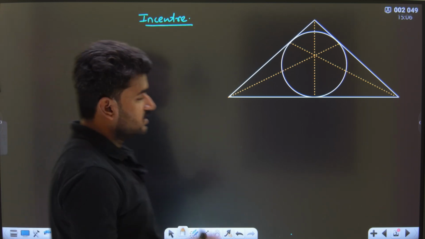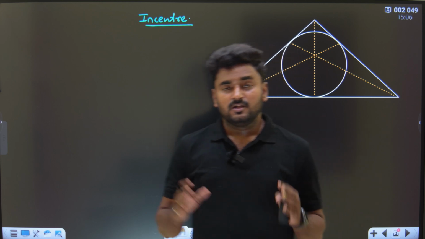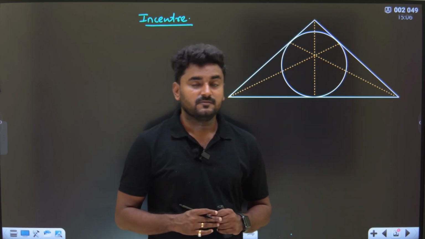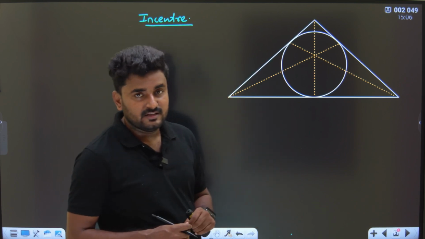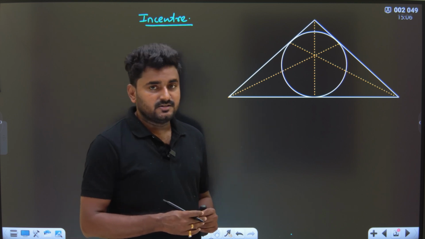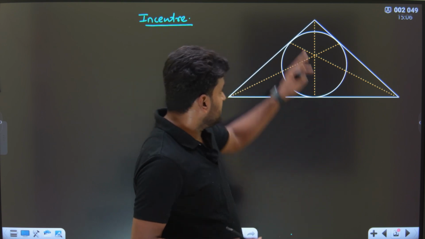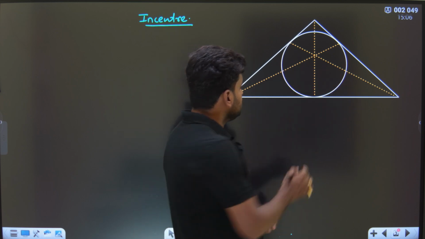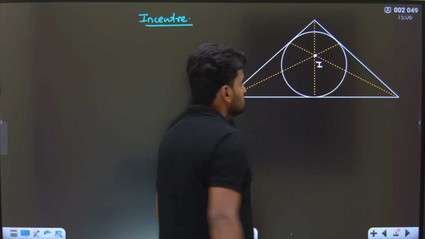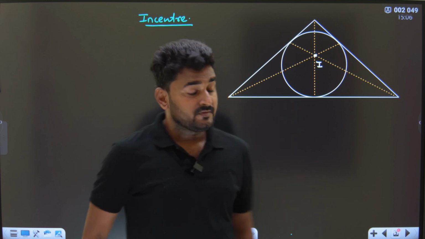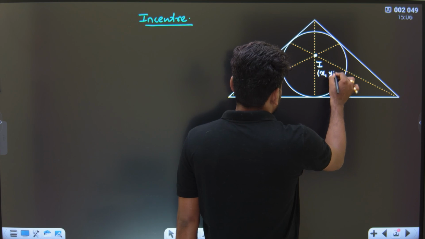Now we are going to see a new center whose name is Incenter. I want to tell you, the point of intersection of the internal angle bisectors is known as the incenter of a triangle. It means when the internal bisectors of the angles meet at the point I, this point is known as the incenter. So we will find the coordinates of this incenter, x comma y.